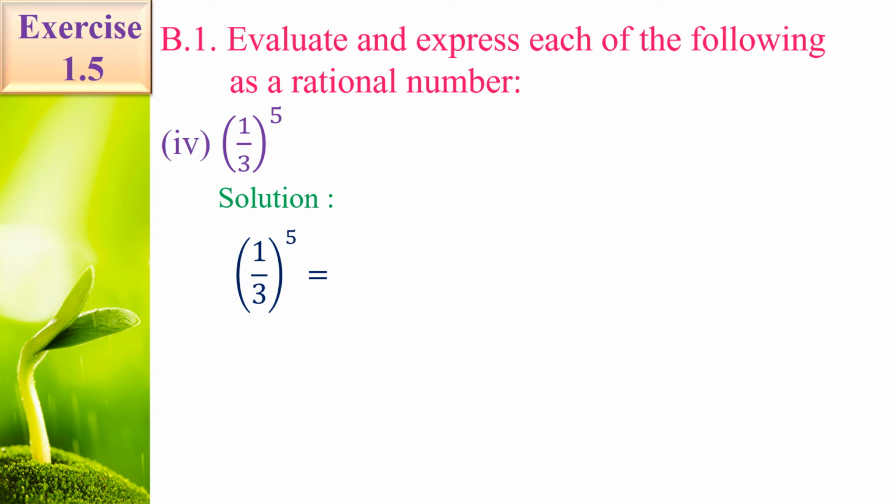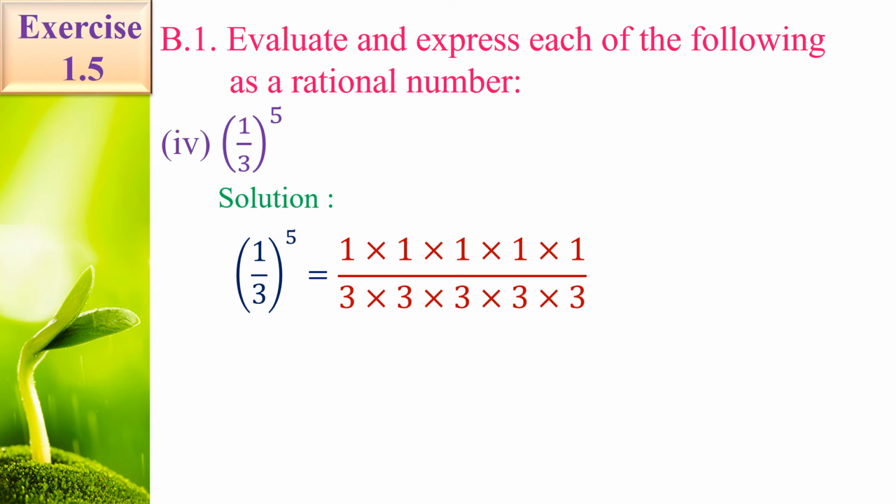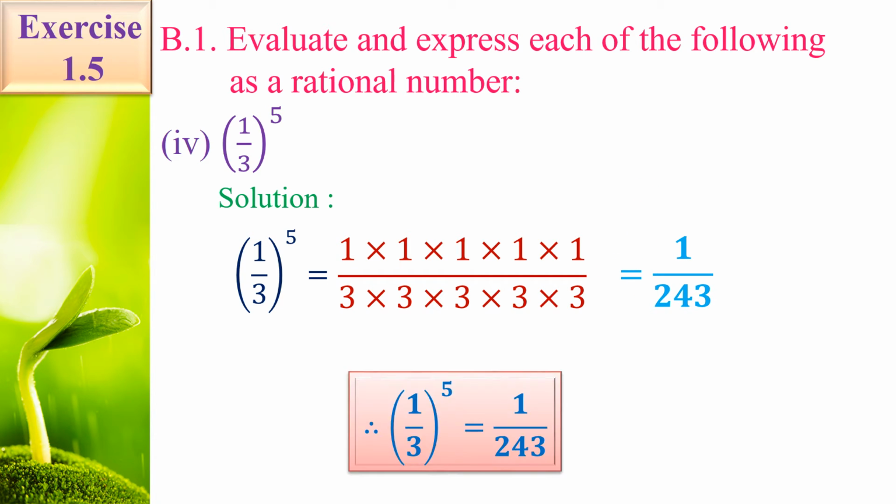So, we can write this as 1 into 1 into 1 into 1 into 1 divided by 3 into 3 into 3 into 3 into 3. So, the answer is 1/243. (1/3)^5 equals 1/243.